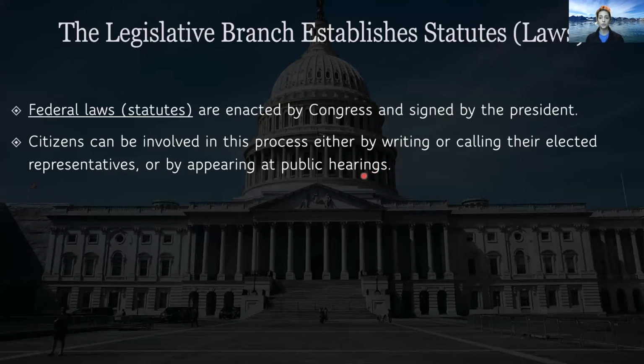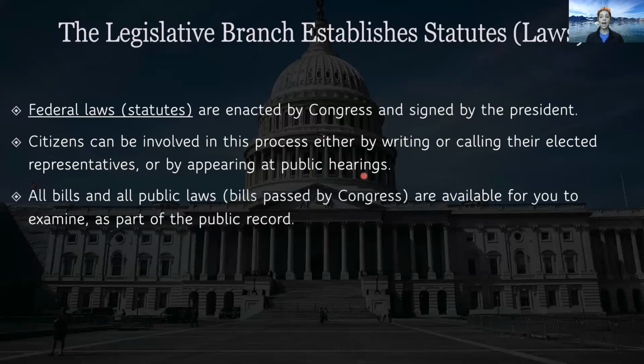They can also go to town halls to voice their opinions on current pending legislation, or they can appear at public hearings. Every bill and all public laws are available for you to examine in full as part of the public record. So just because your favorite congressperson gets on the news and talks about what they don't like about the bill, recognize that you have the power and authority to look at the bill yourself and understand what is in that specific piece of legislation.